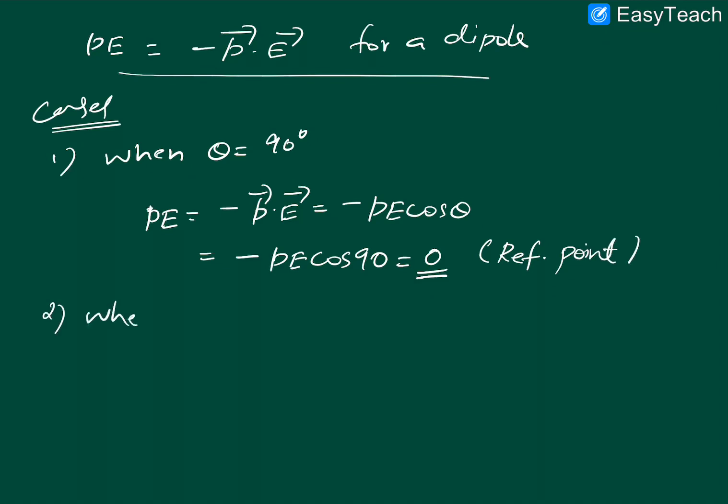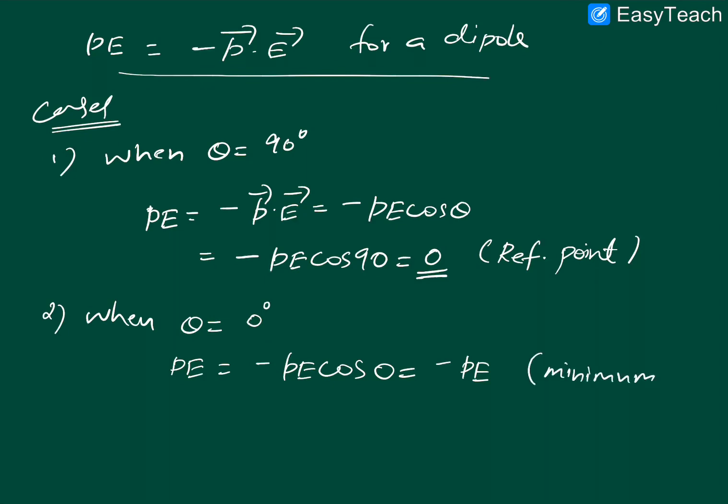Now when theta is equal to 0 degree, what will be the potential energy? Minus PE cos 0. What is cos 0? It is 1. So you will get minus PE, isn't it? This is the minimum potential energy. Minimum potential energy configuration is the stable configuration. So this is the stable configuration.